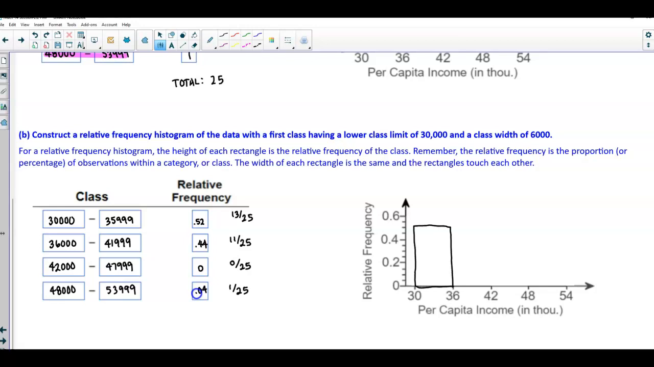The second class goes up to 0.44. So it's going to go up to 0.44. So it's going to be like right around there and coming down here. And then our next class has 0, so we have a line there. And then our next value is 0.04. So we're going to go up here and then there.